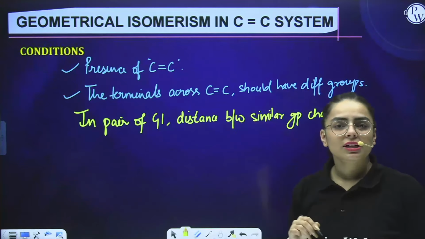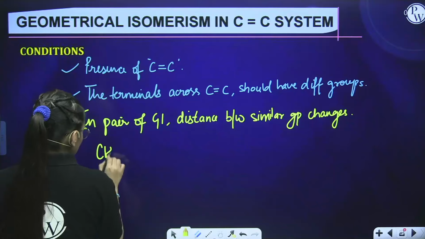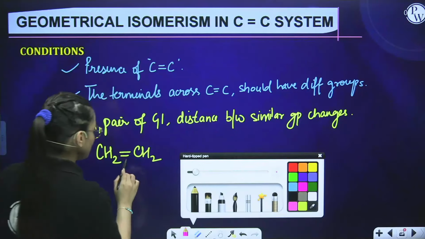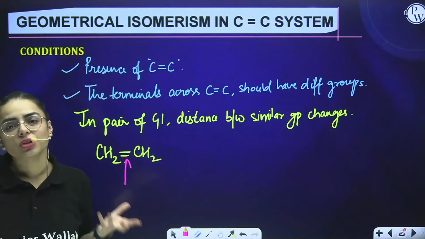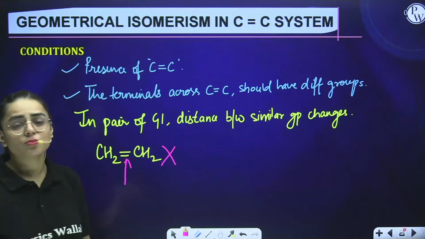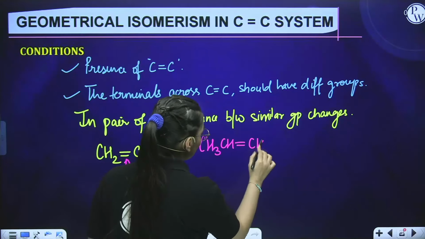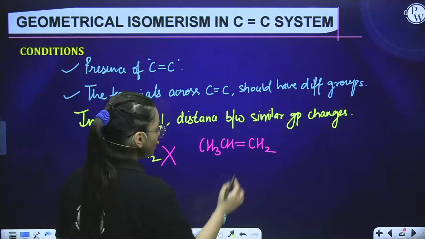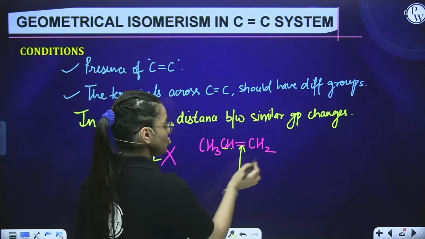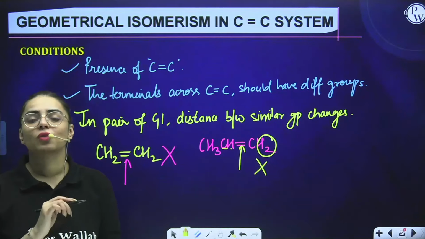Clear, students? Now let us see some cases where geometrical isomerism can be seen or cannot be seen. If I talk about CH2 double bond CH2, kindly tell me, is geometrical isomerism possible over here? You will say that, ma'am, the first condition is being followed, yes, a double bond is present, but the terminals should have different groups. But here carbon is having two same hydrogens, here also hydrogen hydrogen, hence geometrical isomerism is not possible over here. Now the next example, CH3 CH double bond CH2. Kindly tell me, is geometrical isomerism possible or not? You will say that, ma'am, double bond is present. Now we need to check the different groups, but this carbon is having one hydrogen and one CH3, but this carbon is having the same hydrogen hydrogen, hence geometrical isomerism is not obtained over here because one terminal is having the same groups, right?